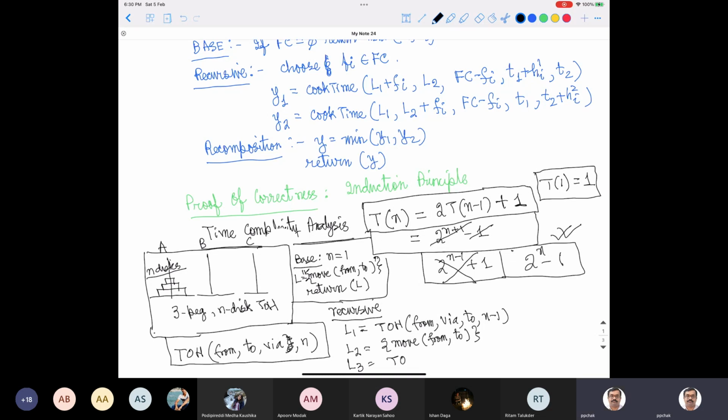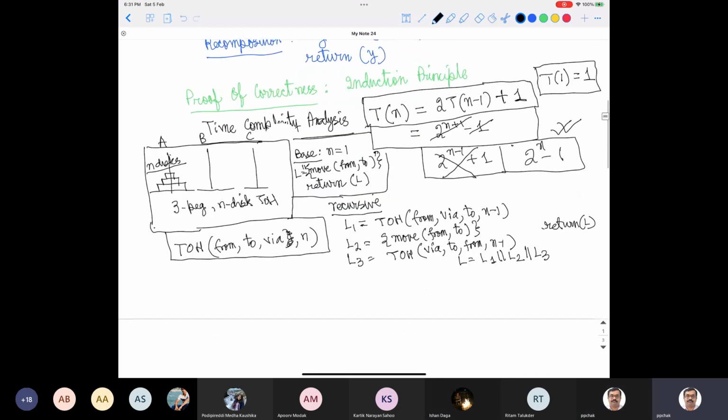and L3 will come from TOH, from via peg to to peg, using the from peg, N minus 1. And finally, you will form L equal to L1 concatenate L2 concatenate L3 and return L. Yes, sir. Is this clear to everybody? Yes. Good.